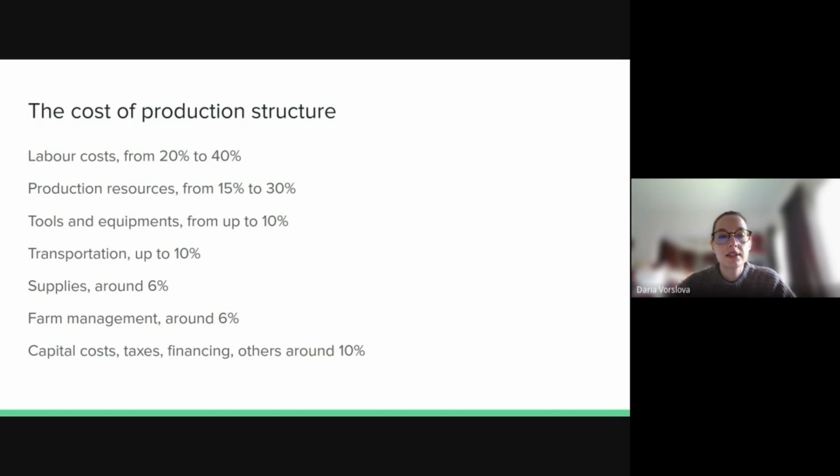And cash flow is always a challenging thing for farmers. They face it a lot worldwide. It's all of these things, the cost of production structure for farmers. Some of these costs are fixed, the others variable. So the bigger farm you have, the more you need to produce, the more money you need to invest.